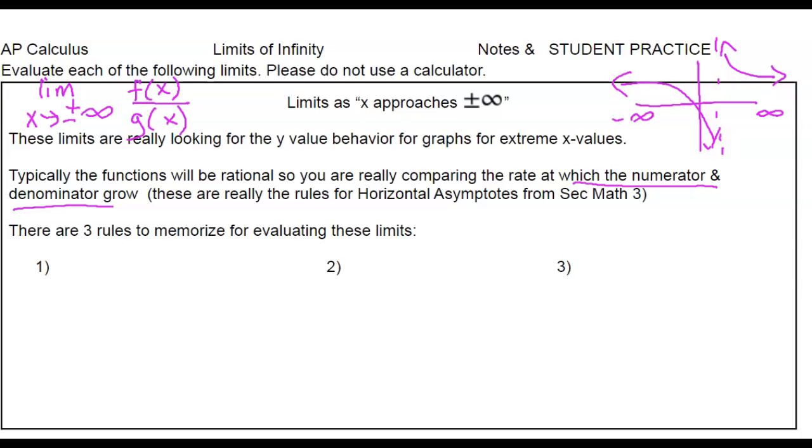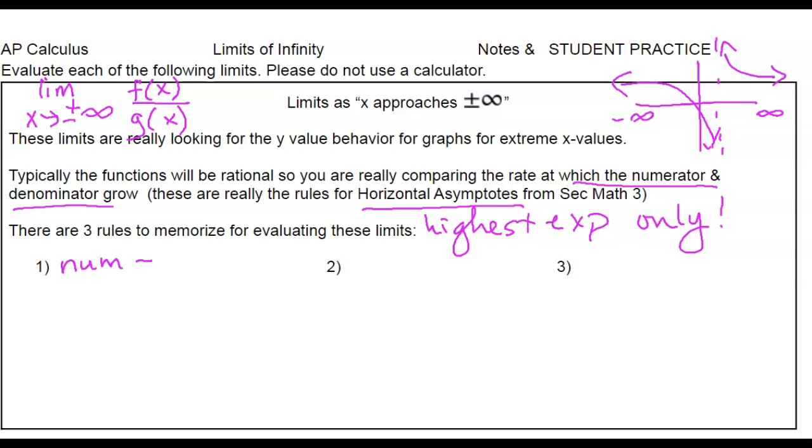Last year in secondary 3, you would have referred to these as horizontal asymptotes, okay? This year, horizontal asymptotes are the same theoretical idea behind limits at infinity. So there are 3 rules to memorize, okay? And they have to do with finding the highest power, highest exponents only. So the first scenario that's easiest for students to remember is what happens if my numerator exponent is the same as my denominator?